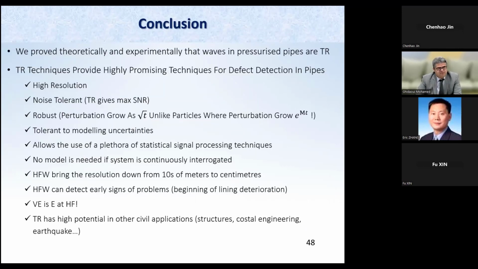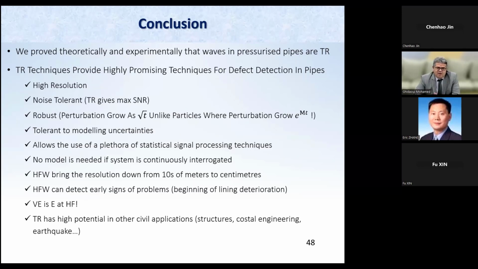So this will be my last slide. Essentially, we did prove TR both in the lab and in applications. What we found about it is that it's high resolution and noise tolerant. It gives the maximum SNR. It's robust in terms of applications. It's tolerant to modeling uncertainties. So when you use a model, it actually takes a lot of beating to throw off the focusing point.